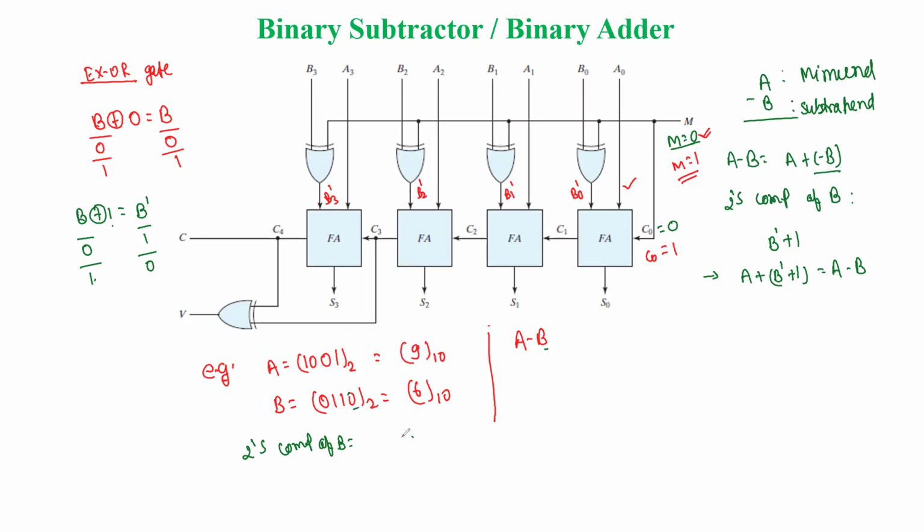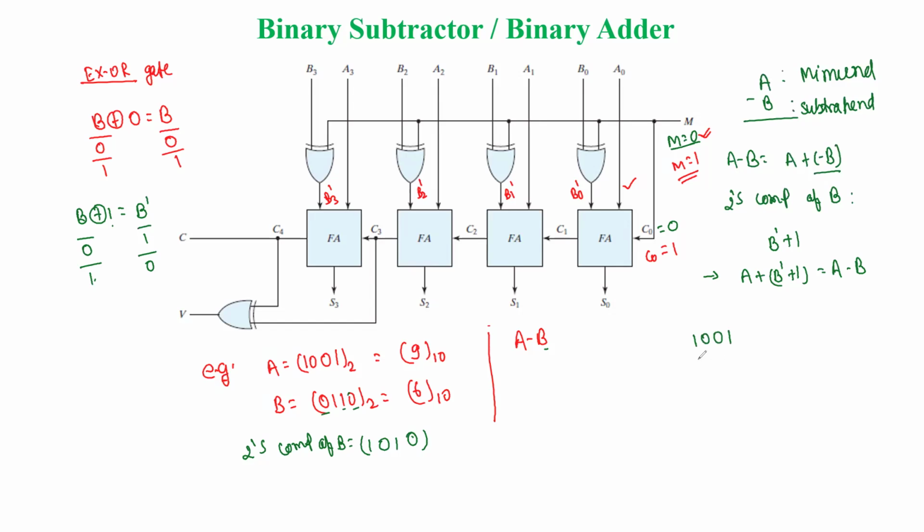So here first bit is what? 0, we'll keep as it is. Second is the first non-zero bit, so we'll write as it is. Next one we will change this 1 to 0 and this 0 will change to 1. So this is the 2's complement, okay, of the subtrahend. Now this 2's complement we are going to add with the A, that is our minuend.